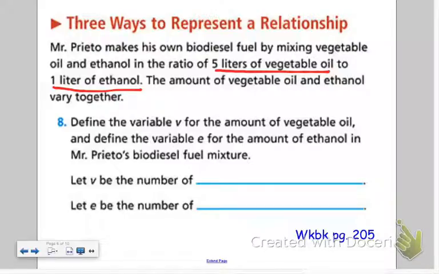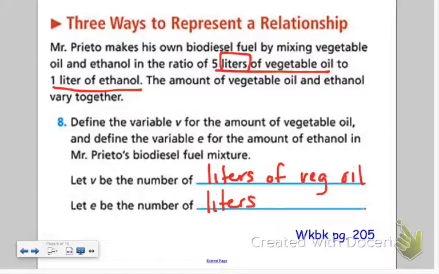I'm guessing that's for the vegetable oil. Remember, we need to include units. In this case, my unit is going to be liters. So V is going to be the liters of vegetable oil. And then E, well, guess what? E is also liters, but it's liters of the ethanol. So I included my units of measure for both of them. Both of them have units of measure using liters.